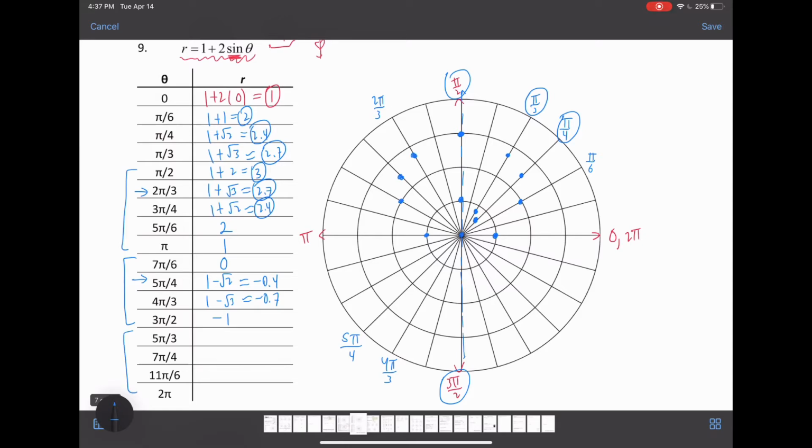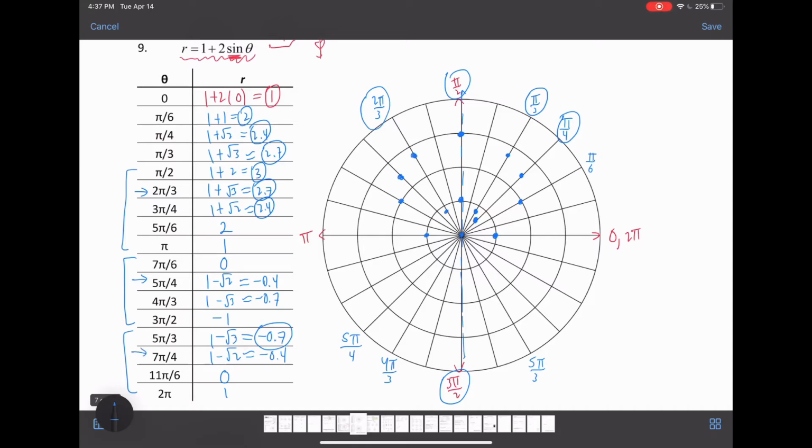5 pi over 3, exact value, 1 minus the square root of 3 again. So about negative 0.7. You'll get another repeat for 7 pi over 4. 1 minus the square root of 2, so negative 0.4. 11 pi over 6 is going to give you 0 again, and 2 pi, we've already plotted. It's going to give you 1. So to finish it out, 5 pi over 3 is over here. We're flip-flopping across to 2 pi over 3, and we're coming out 0.7. So we'll be about there.